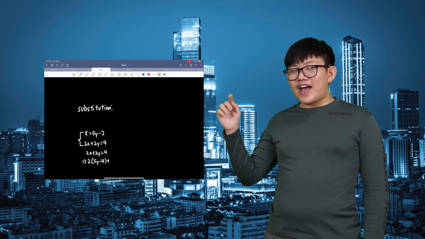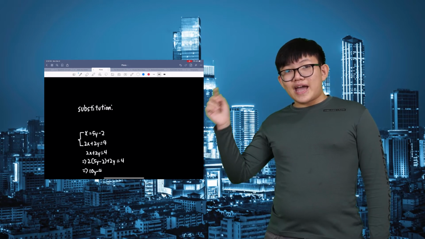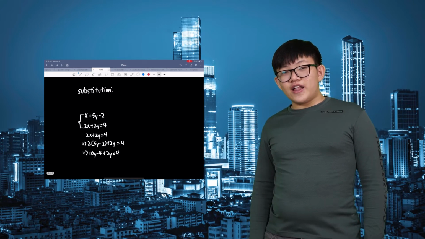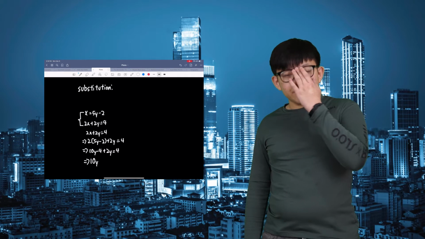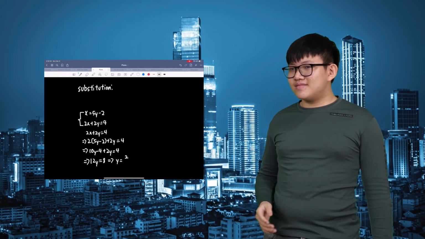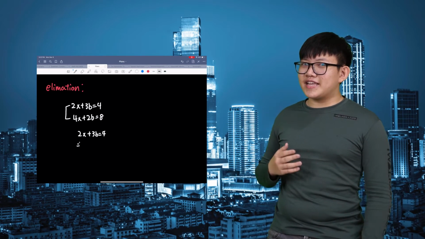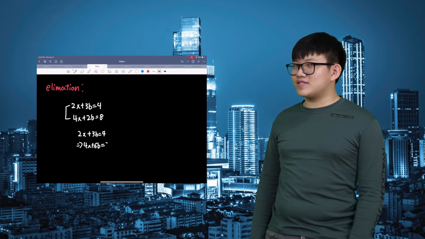Basically, you'll get the value of one of the variables, and then you plug it back into the equation to find the value of the other one. And the third form is elimination. My boy, this is the best way to do it, in my opinion, that is. You can use substitution if you want to keep it simple.